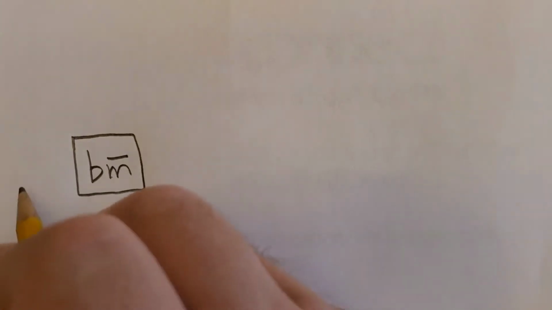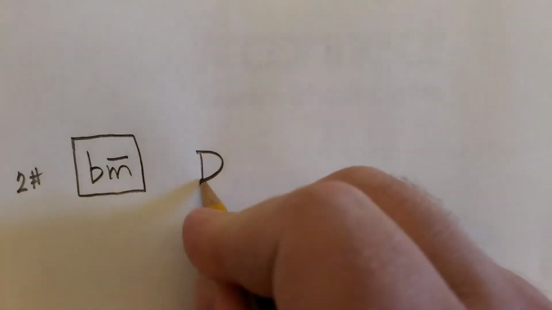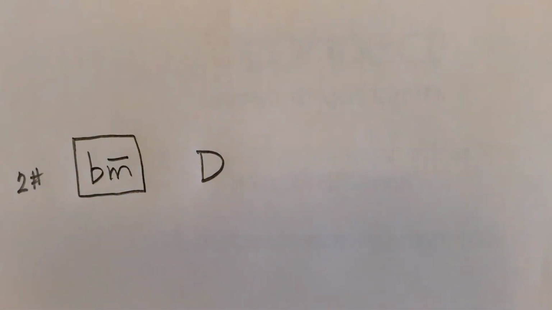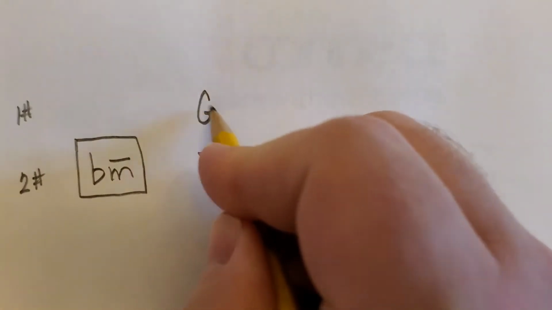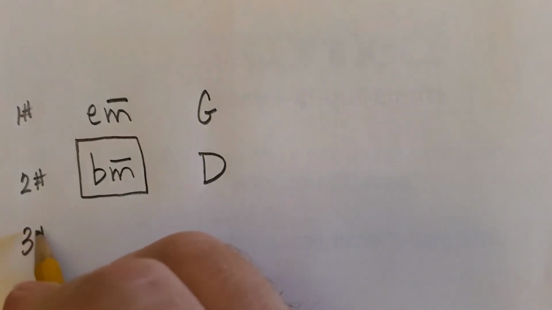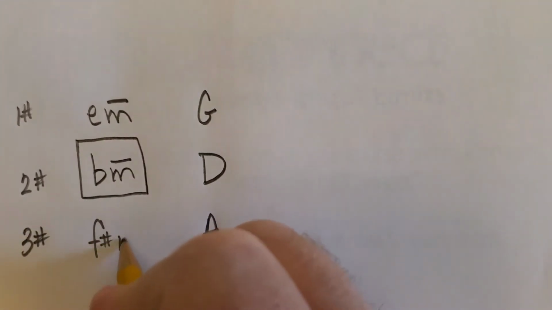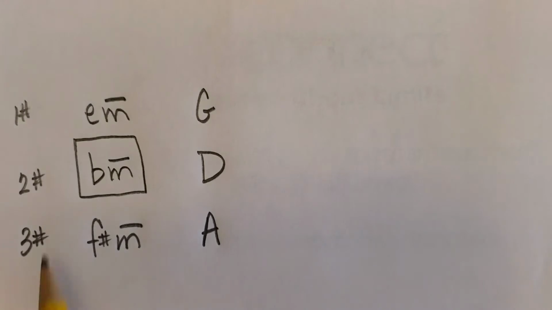All right, closely related keys to B minor. B minor, of course, has two sharps, which means that D major also is closely related, the relative key. Keys with one sharp include G major and E minor. And keys with one more accidental, three sharps, would be A major and F sharp minor. Right? So keys with two sharps, keys with one less sharp, and keys with one more sharp.